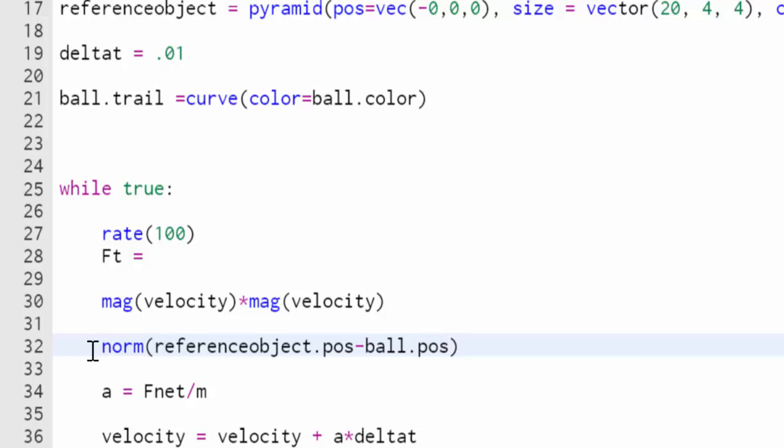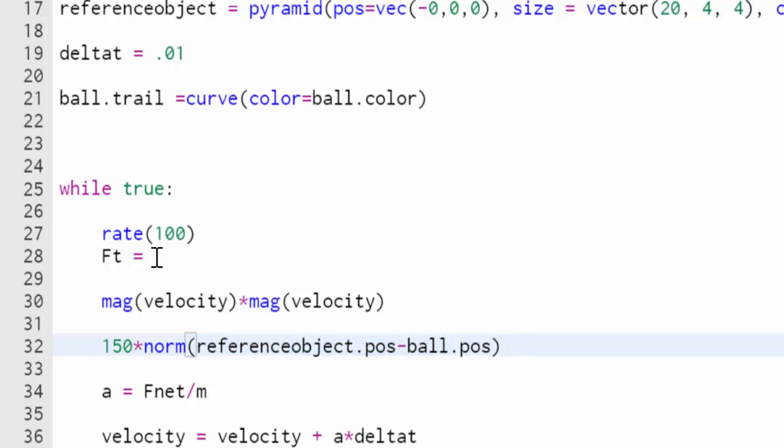So, for example, this thing, norm of the reference object position minus ball position, it's always going to point inward. So from wherever the ball is, it points towards the center, or the reference object. That's what I called it. And if we multiply this by some number, then we could make a vector, for example, or a cylinder or something that has this size, 150, and it always points in this direction, the difference in position.